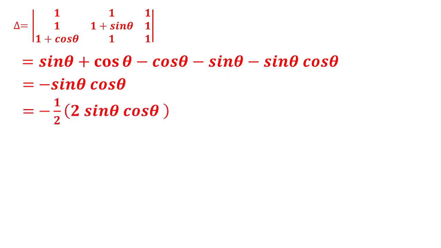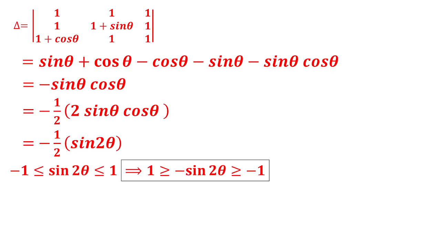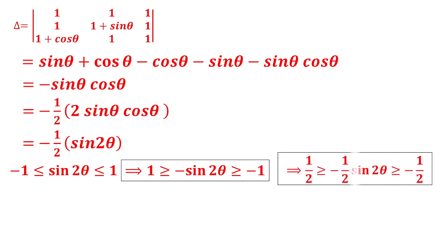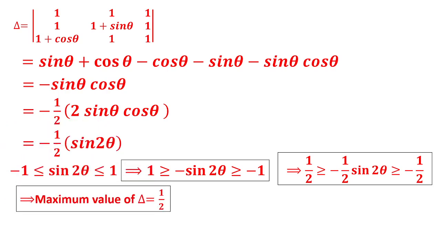To get the nature of this, we will convert it into a single trigonometric function by multiplying and dividing by 2. It will become minus 1 by 2 of sin 2 theta. Now all of you know that sin 2 theta always lies between minus 1 and 1. When you multiply the whole thing by minus, then less than will become greater than. I am just dividing it by half. From this you get the idea that for minus of sin 2 theta by 2, the maximum value is 1 by 2. Therefore, the maximum value of the determinant which has been given is 1 by 2.